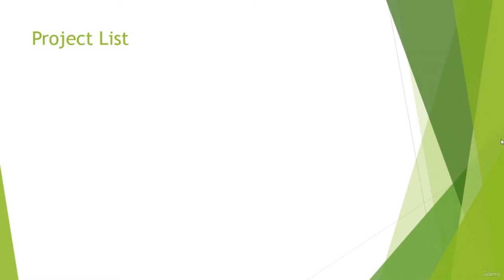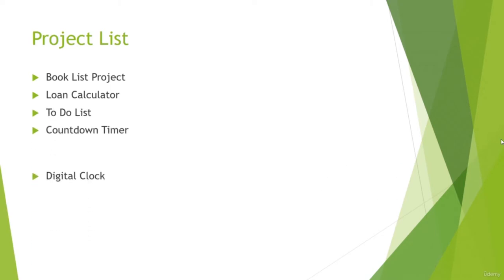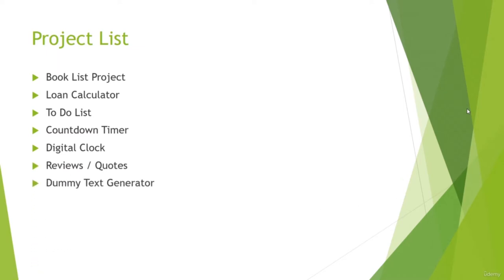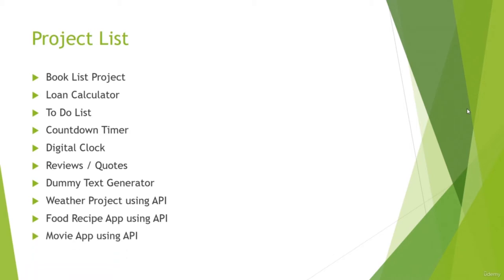So finally, we check our project list. First we do our book list project, then loan calculator project, then to-do list project, countdown timer, digital clock, reviews or course slider, dummy text generator, weather project using API, food recipe app using API, and movie app using API. So those are the project lists, and first we learn JavaScript from scratch, and finally we do those 10 projects. So hopefully you enjoy these projects.